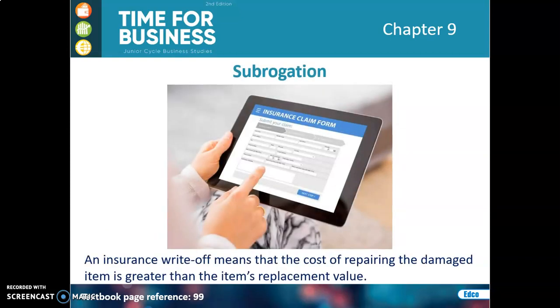So an insurance write-off means that the cost of repairing the damaged item is larger than the replacement value. That's what it means to write something off under insurance: if a car has been so damaged that it is not worth fixing.